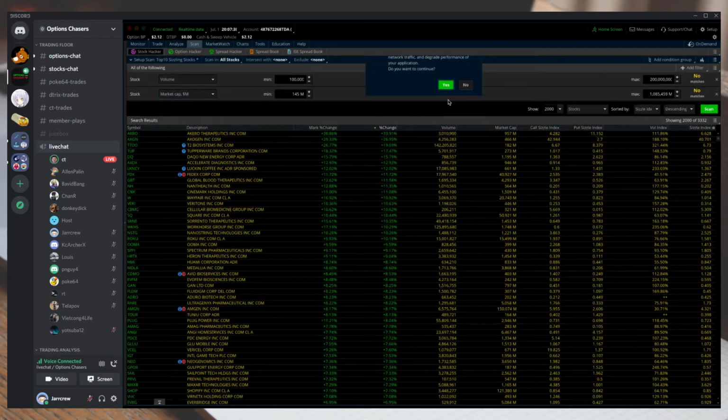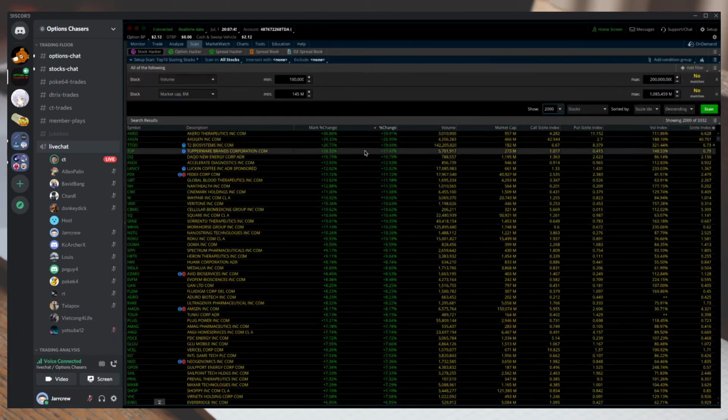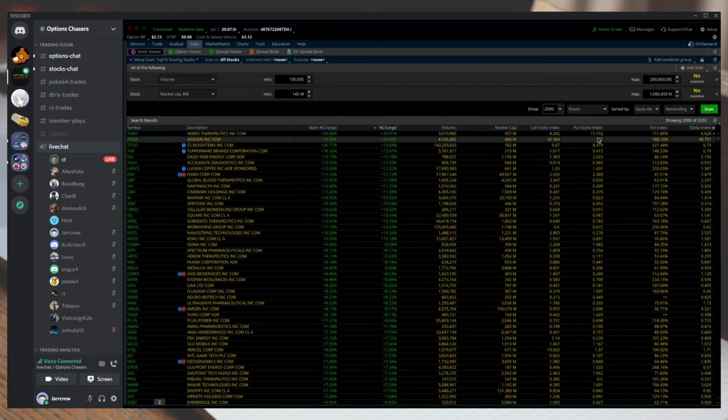And it funnels through all of this. I changed the setting to show 2,000, that's the max, and hit scan. It pulls up the most active. For my columns, I like symbol, description of the company, mark, percent change, and volume. I don't really look at the rest honestly, but you could, because this gives you your ratio of calls and puts. This is for options, by the way.